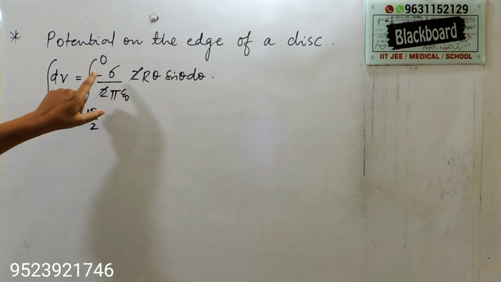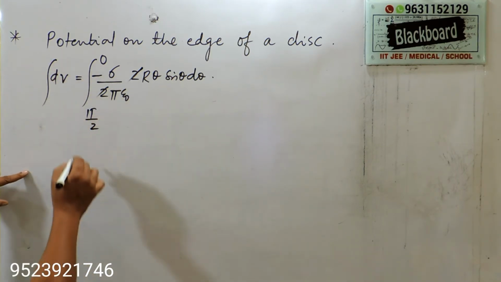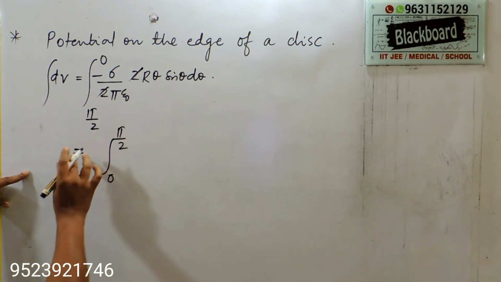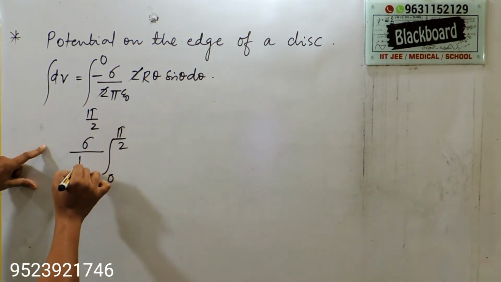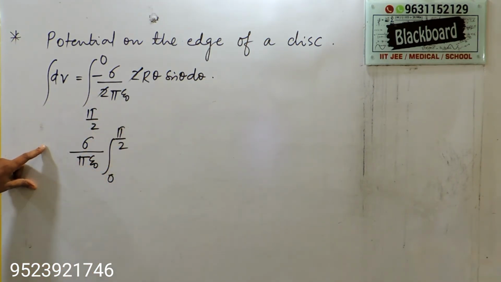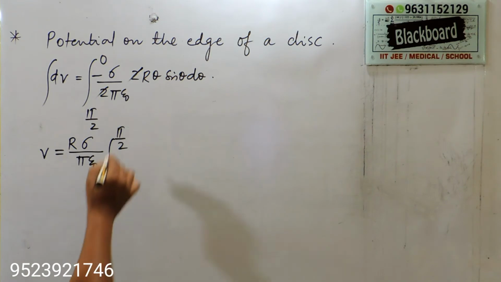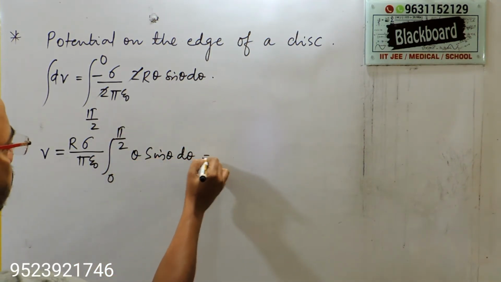If you remove this negative sign, then the limits will interchange. That means you can write here 0 to pi by 2, and sigma is constant, pi epsilon naught is constant, and r is constant. This term is constant here, and the integration of dV is V, and here this is theta sin theta d theta.